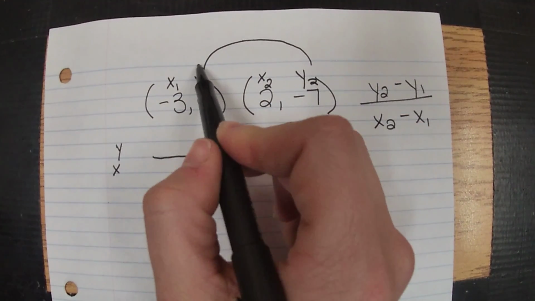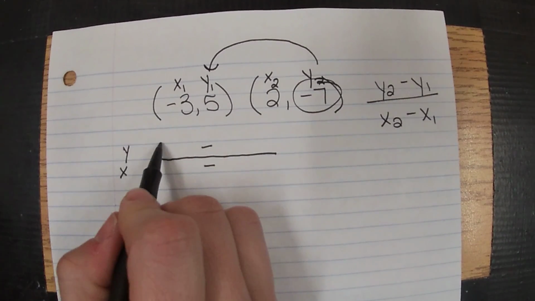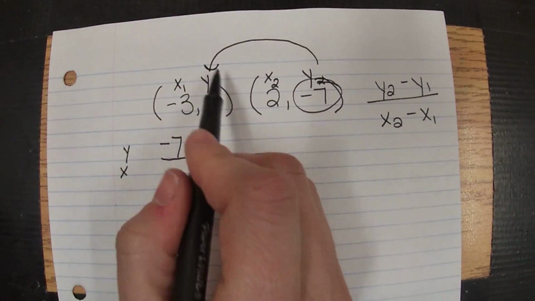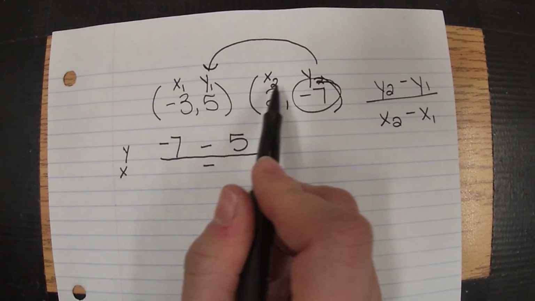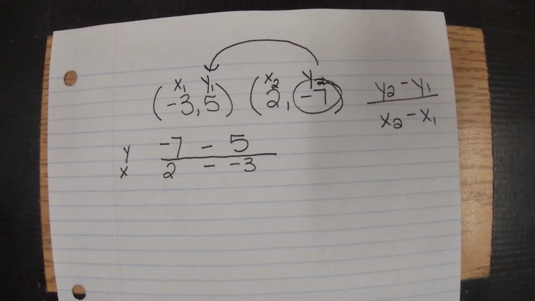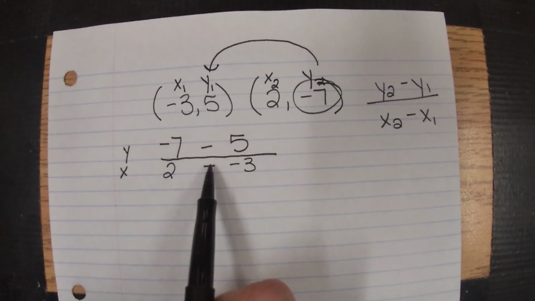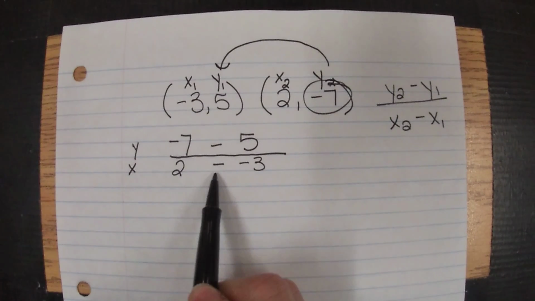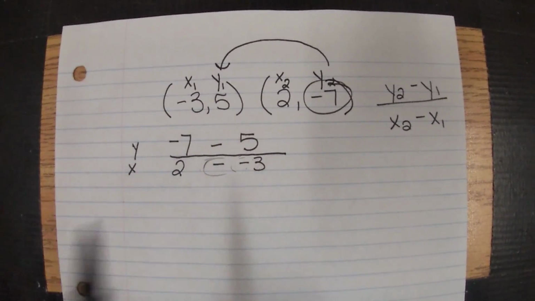So I need to subtract my y values on top. So my y2 is -7, my y1 is 5. Then on my bottom, my x2 is 2, and my x1 is -3. Notice by putting those subtraction signs in there to start with, because I knew that was part of the formula, I'm still keeping my subtraction sign as well as my negative that's attached on my 3.